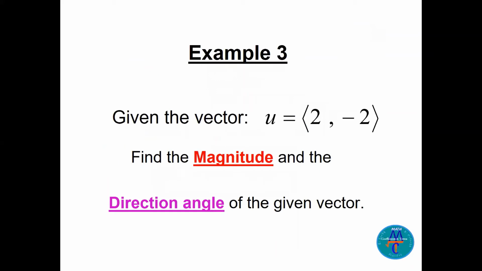Okay, let's see here some example. Given the vector u, ⟨2, -2⟩, find the magnitude and the direction angle of the given vector. So let's go by the formula, so easy.